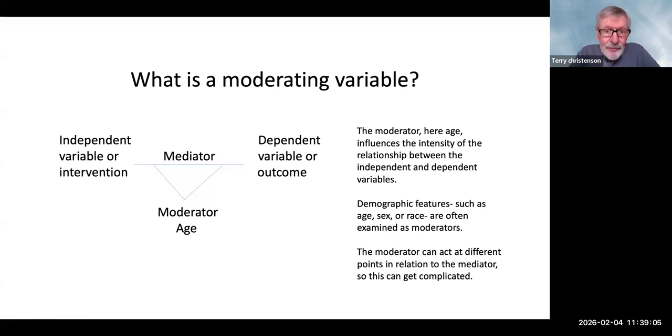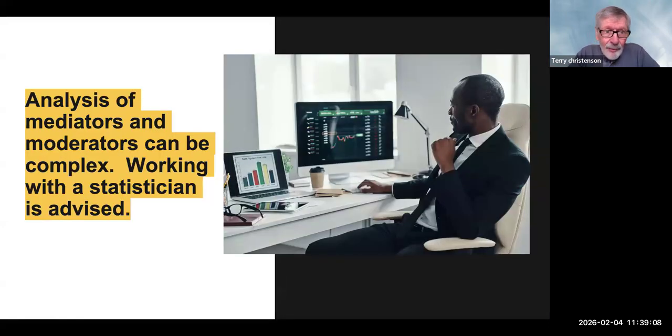Next slide, please. So to me, the bottom line here on mediators and moderators is work with a knowledgeable statistician. I say knowledgeable, actually, I'm adding that here now because statisticians are not all created equally.